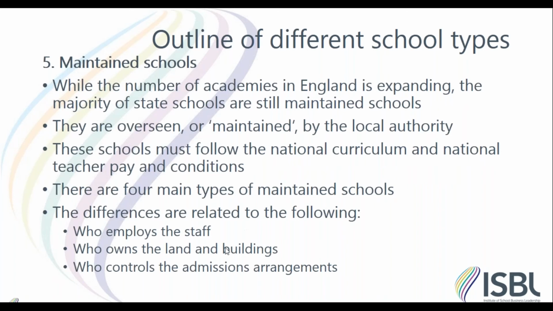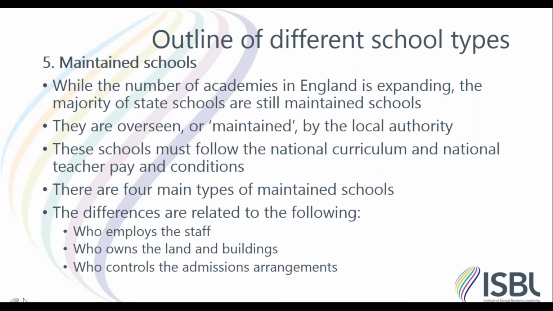Okay, moving on to maintained schools, and there are a number of maintained school types. And I think it's important to say, while the number of academies in England is expanding, the majority of state schools in England are still maintained schools. They are overseen by the local authority. These schools must follow the national curriculum and national teacher pay and conditions. And there are 4 main types of maintained schools. The differences are related to who employs the staff, who owns the land and buildings, and who controls the admission arrangements.